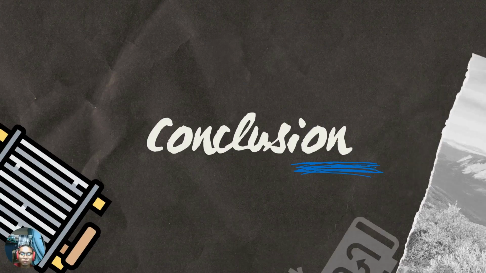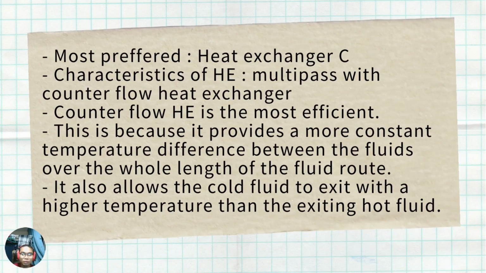For the conclusion, we can conclude that heat exchanger C is the most preferred heat exchanger compared to A and B. The characteristics of heat exchanger C are a multipass with counterflow heat exchanger, which is one of the three types of heat exchangers. Counterflow heat exchangers are more efficient than parallel flow because they provide a more constant temperature difference between the fluids over the whole length of the fluid routes. In contrast to the parallel flow heat exchanger, the counterflow heat exchanger can allow the cold fluid to exit with a higher temperature than the exiting hot fluid.